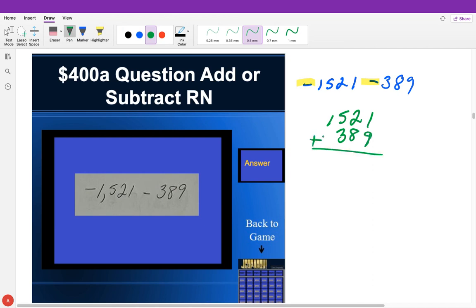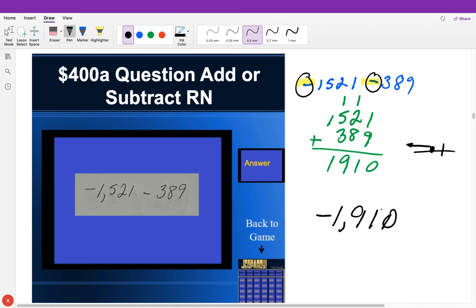So we can use the method and way that you guys have learned in the past. 1 plus 9 is 10, so I can carry the 1. 2 plus 8 is 10, plus 1 is 11. So I'll put the 1 down and carry that 1, which represents actually 100 at that point. 5 plus 3 is 8, plus 1 is 9. And then we just have 1 plus 0, which is 1. So we add it like we normally do, but remember, since they were both negatives, that means that we started in a negative on our number line and we went further left, which means we went further into the negative. So the answer is negative 1,910.